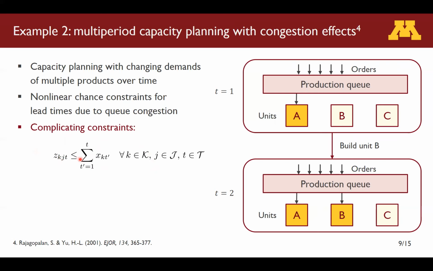So in this case, we can't directly apply our branch and price algorithm, but we can fix this by using a simple reformulation, where we just introduce a new variable ykt, which is defined as the sum here on the right.